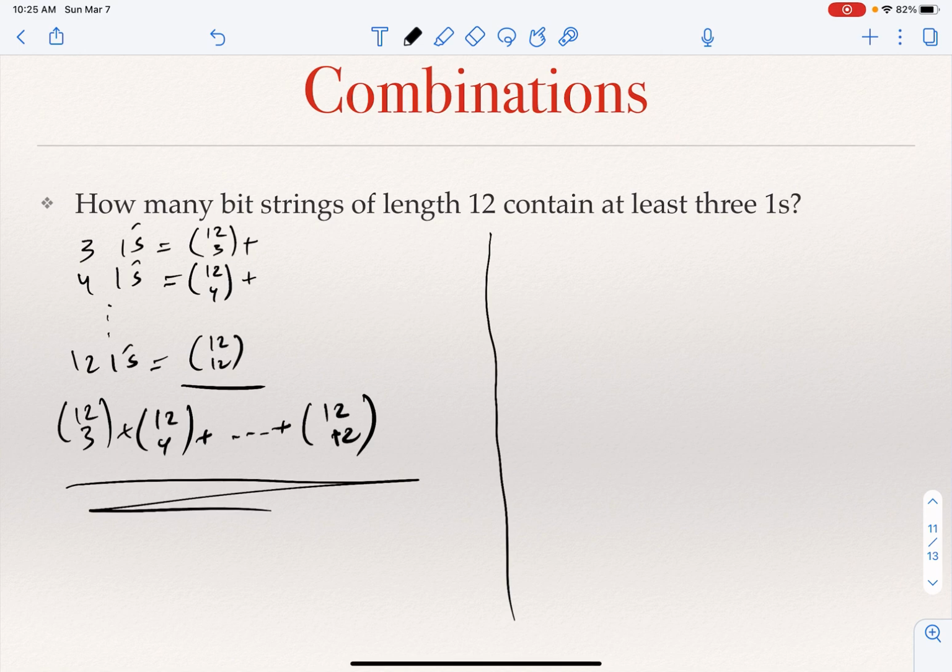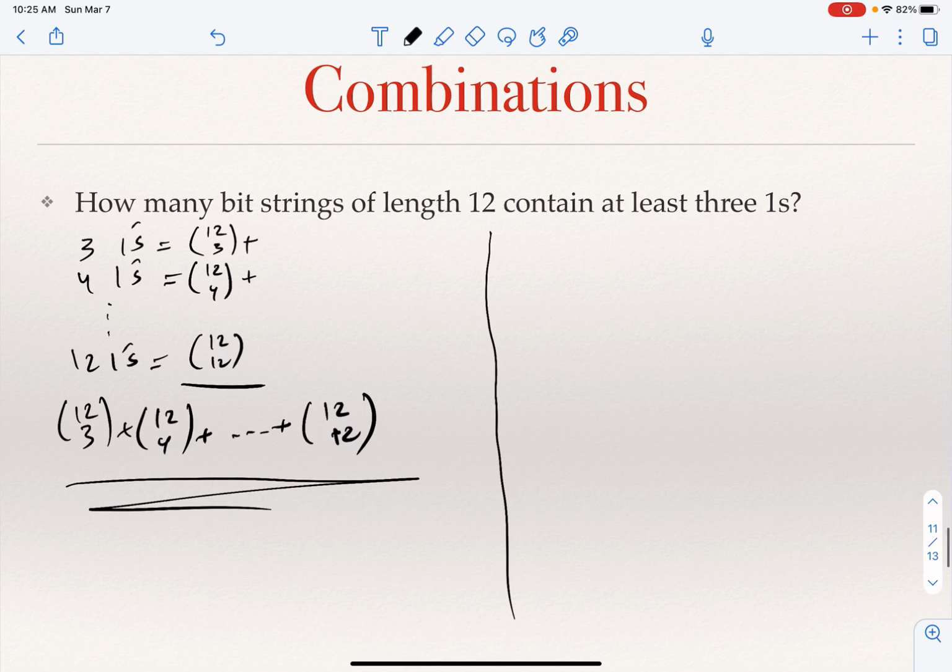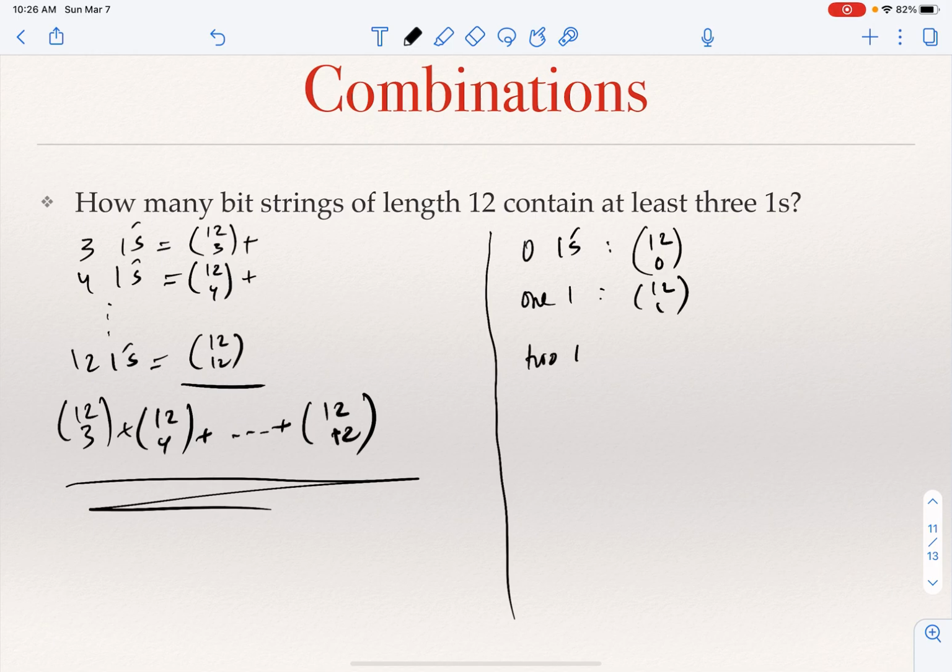Another way to solve the problem is, if it has at least 3 ones, how many are there that have 0 ones? It is 12 choose 0. How many have 1 one? 12 choose 1. How many have 2 ones? There are 12 choose 2. So now these are the ones we don't like, right? These are the ones that don't have at least 3 ones.